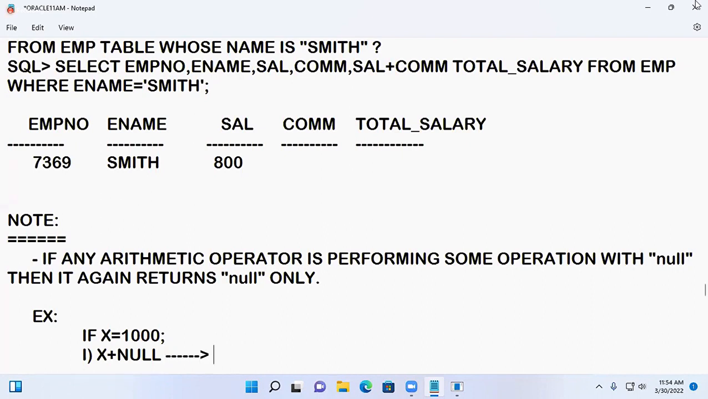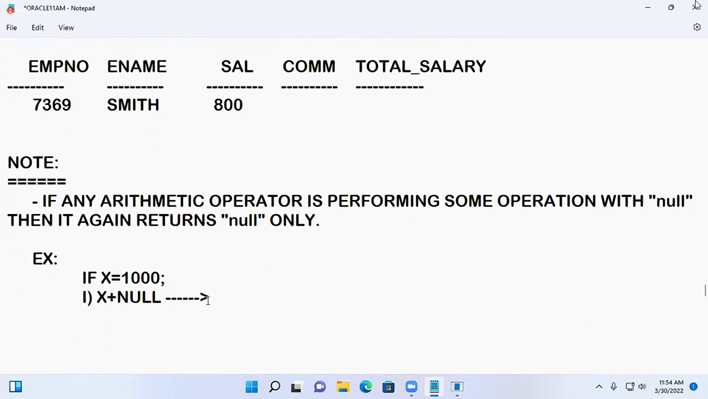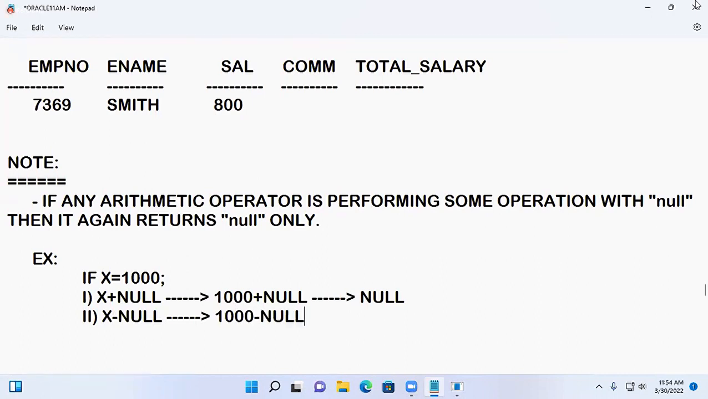So when you substitute it here, can you check my X value? How much is it? 1000. 1000 plus null, and what was it showing again? Null only. In the same pattern, X minus null. Again, I need to substitute my X value. 1000 minus null again returns null only.